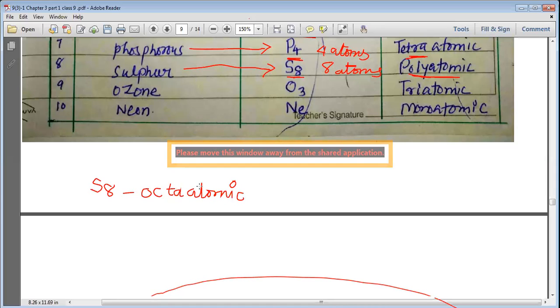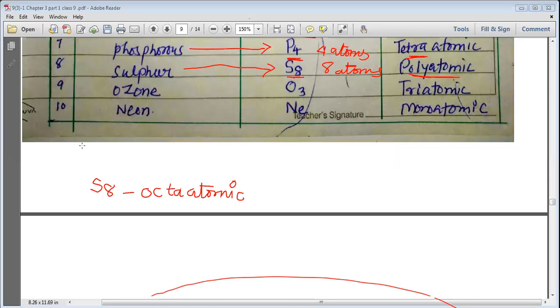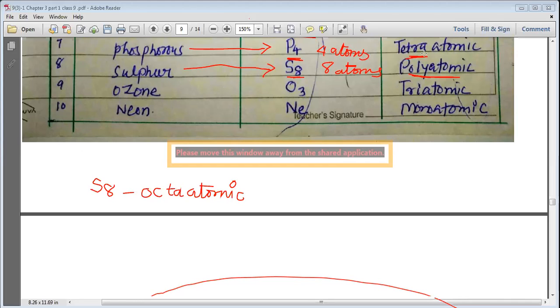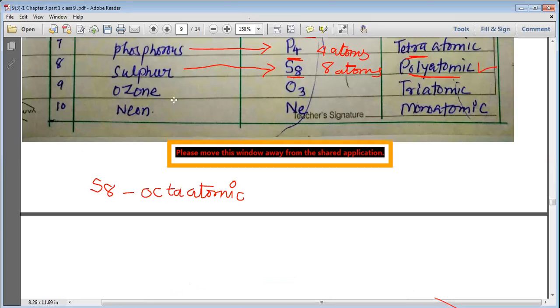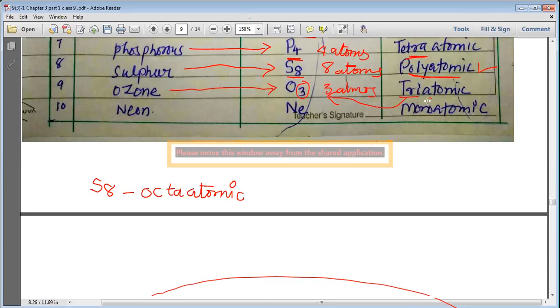Octa means 8. 8 atoms present, that is why we call it octaatomic. So this is how, my dear students, we come to know about it. But when the number of atoms is more than 4, we start calling them polyatomic. You can see when we think of ozone, ozone has got 3 atoms in its molecule, and 3 is represented by the word tri, and that is why we call ozone a triatomic molecule.